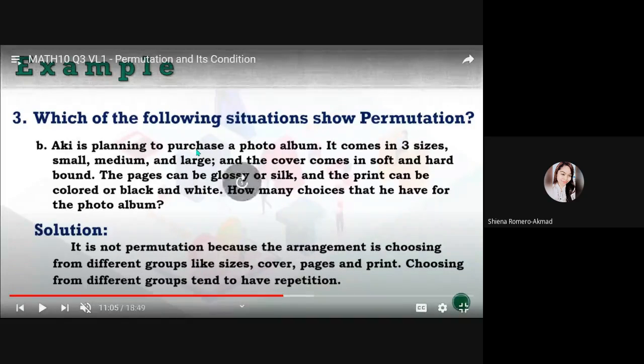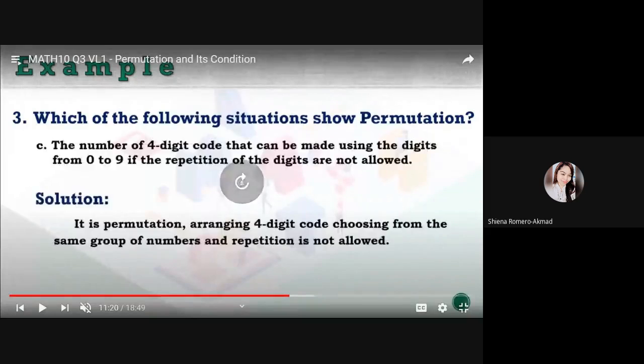While for letter C, it is permutation because you are arranging a 4-digit code and you are choosing the numbers from the same group, which is 0 to 9. And at the same time, repetition here of the numbers are not allowed.